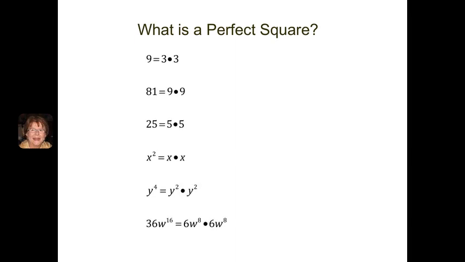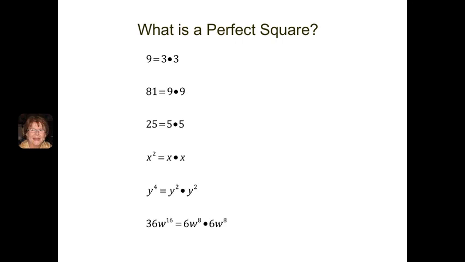9 is a perfect square because 3 times 3 is equal to 9. 81 is a perfect square because 9 times 9 is equal to 81. 25 is a perfect square because 5 times 5 is equal to 25. X squared is a perfect square because x times x is equal to x squared. Y to the fourth, y to the power of 4, is a perfect square because y squared times y squared is equal to y to the fourth.